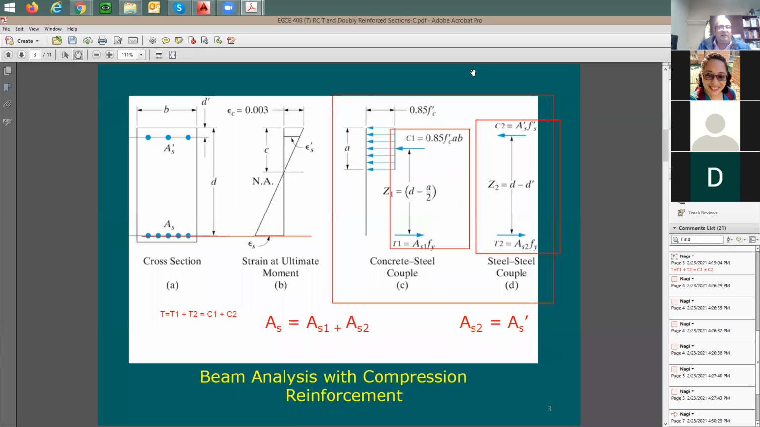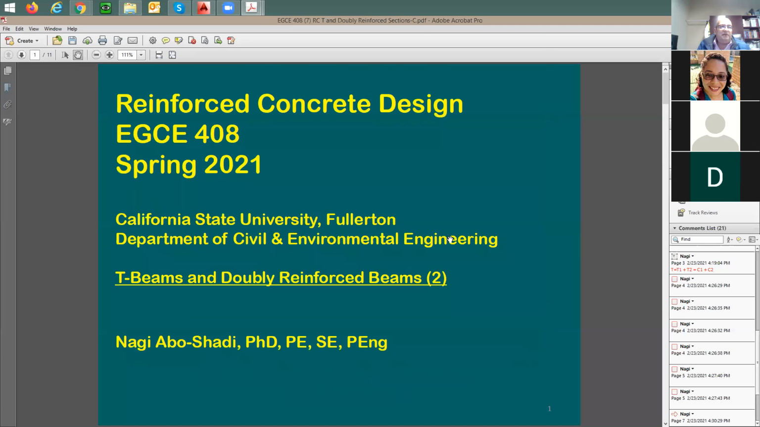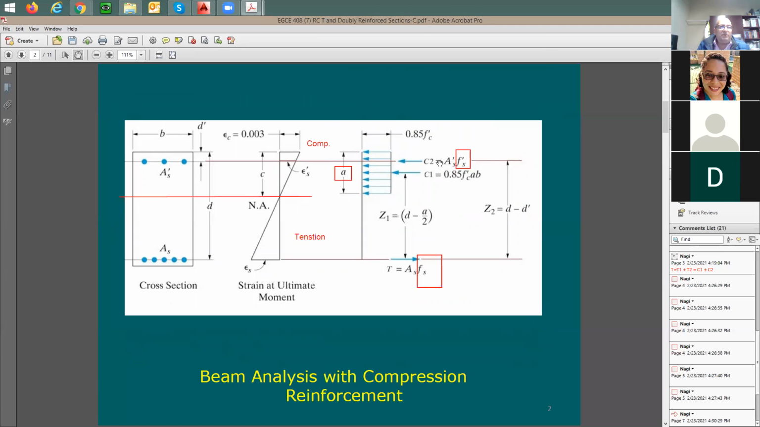Now, I cannot split the force this way and assume that here I'm going to have F sub Y and here I'm going to have F sub Y. If you like to split it, this is going to be F sub Y, but this is not F sub Y. You need to be careful about this. So if I'd like to put it in a generic format, the tension force is going to be equal to C1 plus C2.